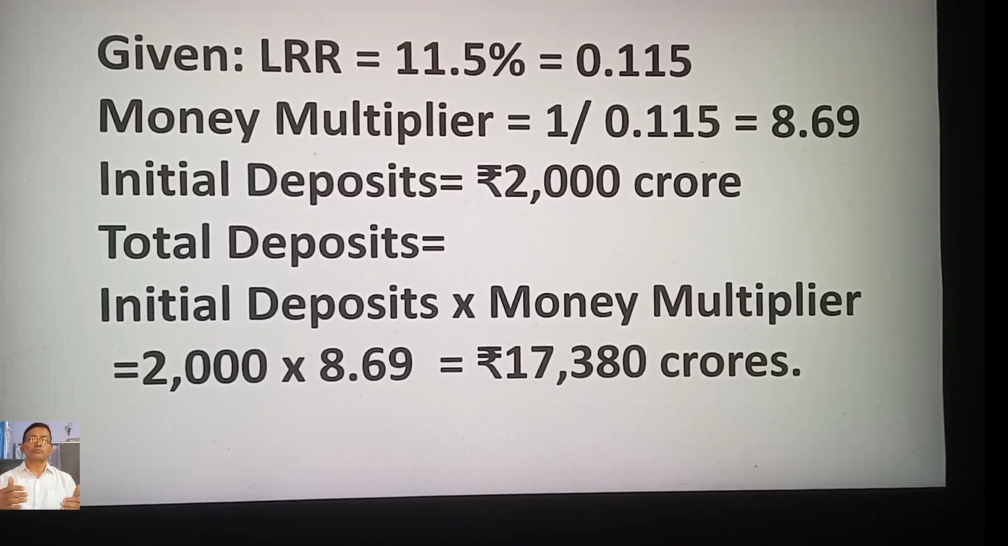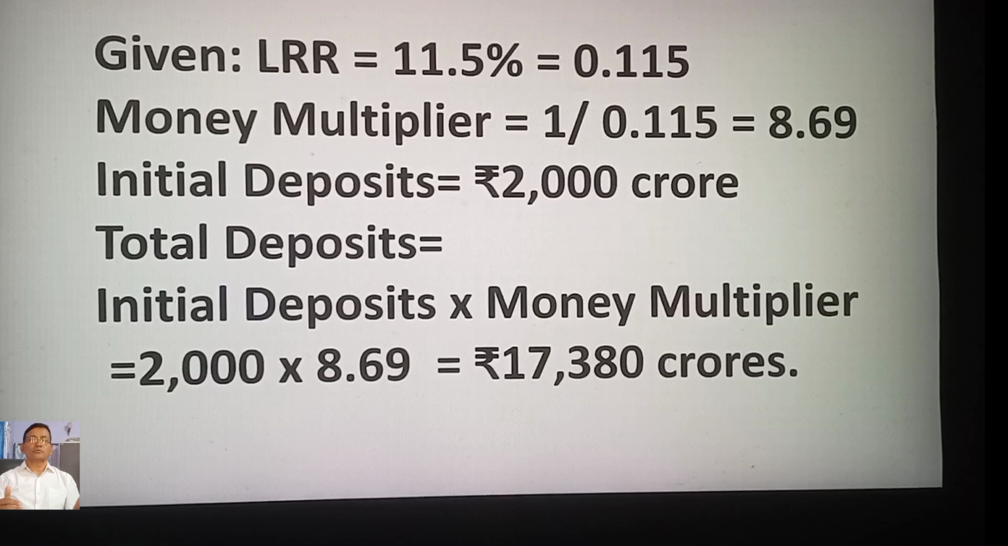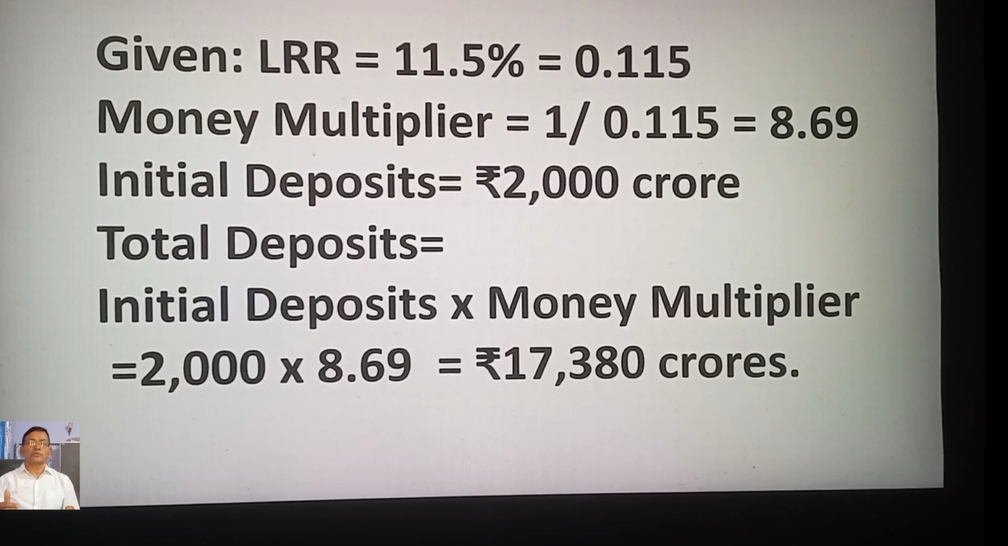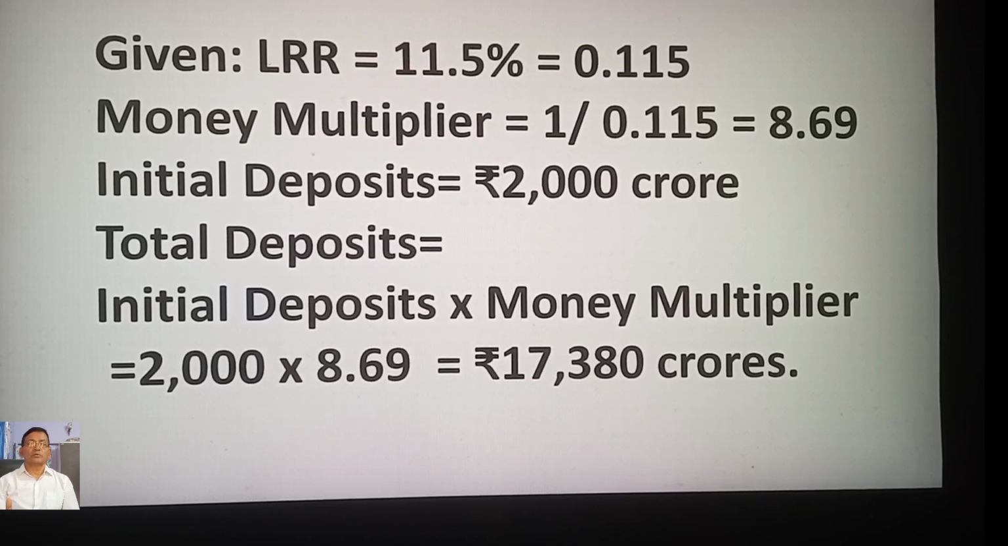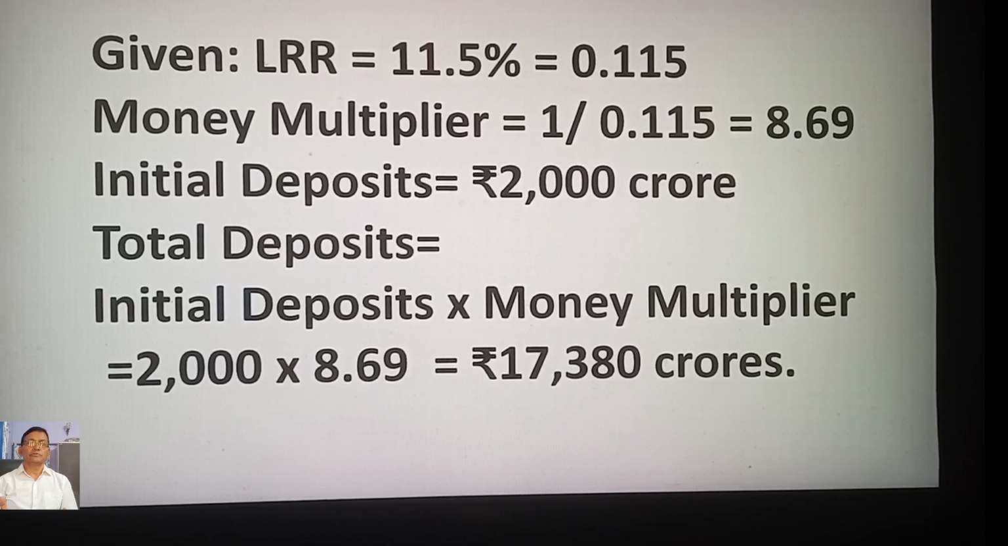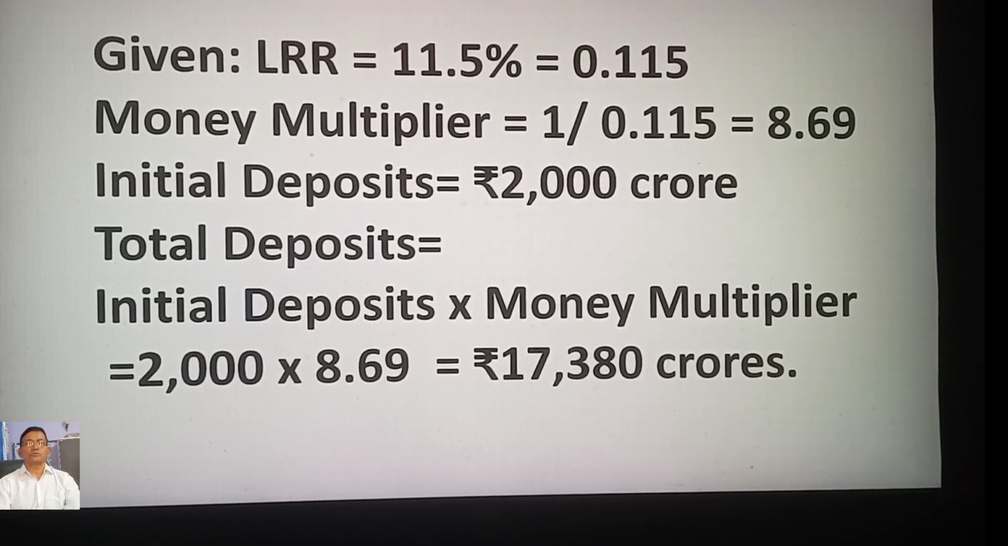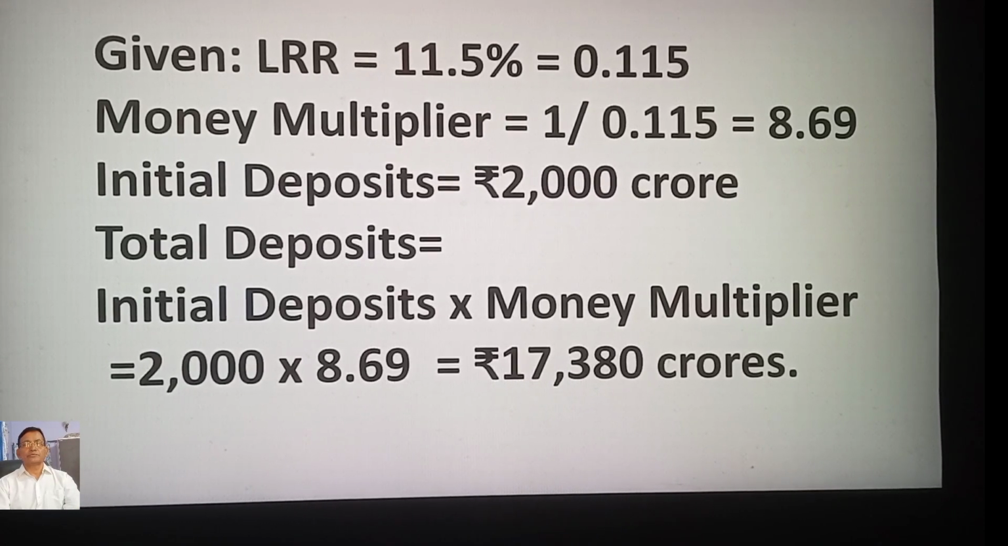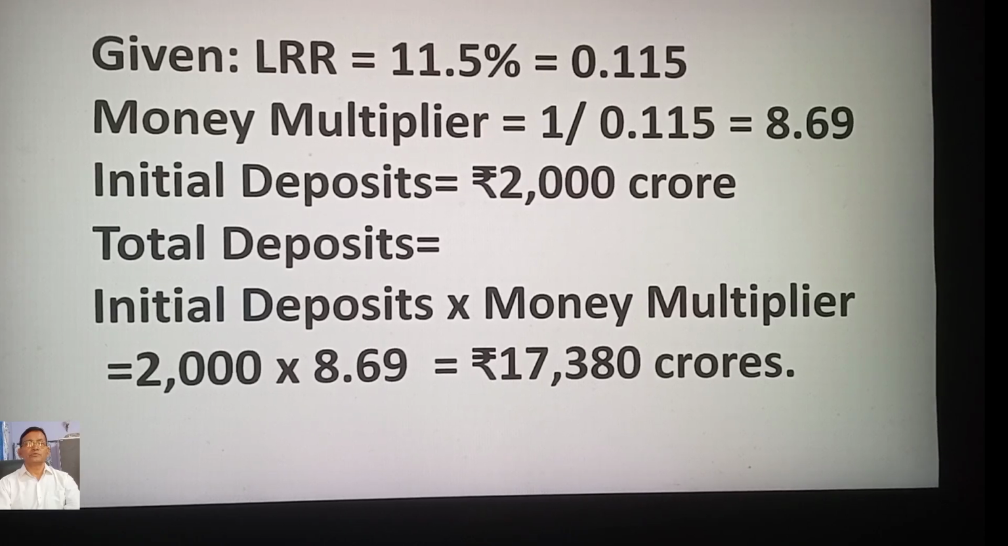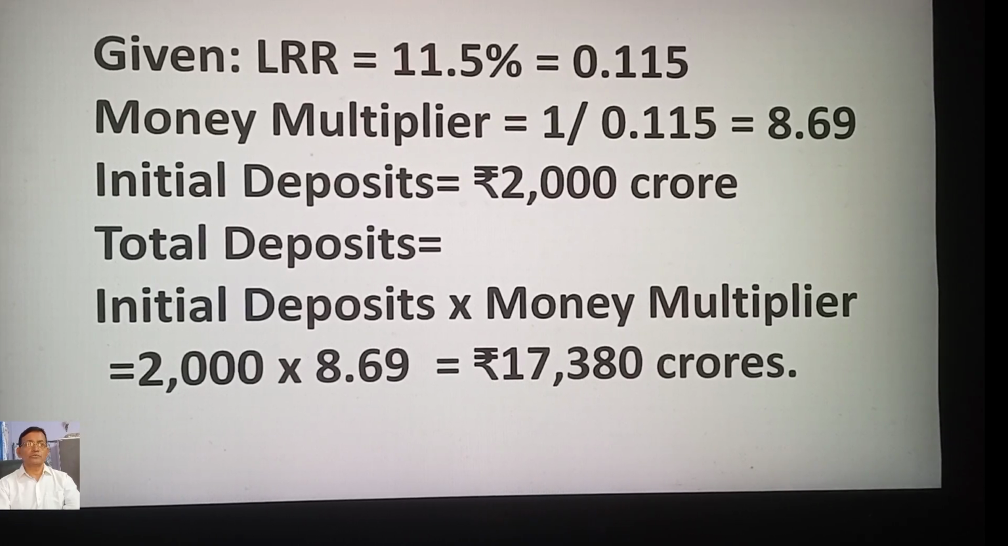Initial deposits is equal to rupees 2000 crore. Total deposits is equal to initial deposits into money multiplier is equal to 2000 into 8.69 is equal to rupees 17,380 crores.